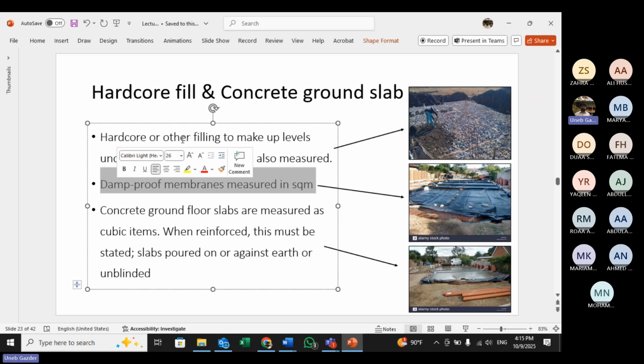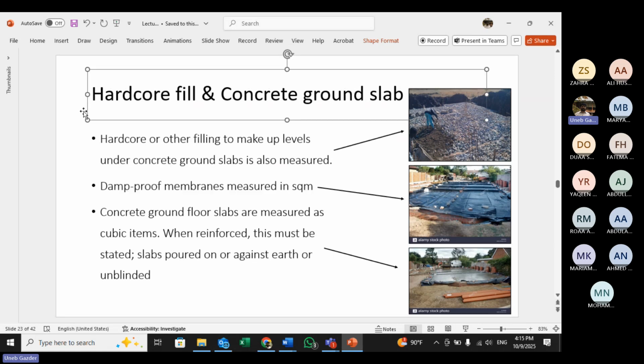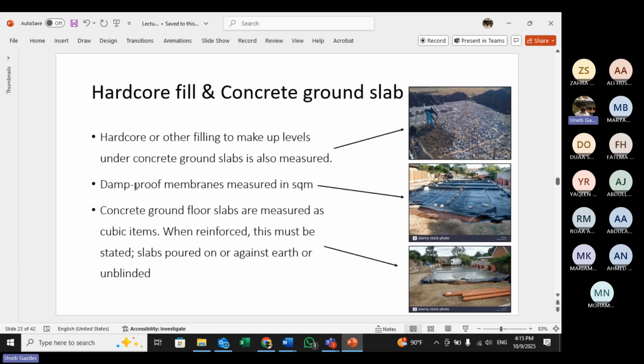So you have the hardcore material, which is the filling under the slab. And then you have the damp-proof membrane. It's like a cloth, if you have seen it in some construction projects. And then you have the slab itself. The slab is made up of concrete. It will have steel in it, or it may have steel in it. So concrete is in cubic meters, and steel and formwork, as you have done previously.